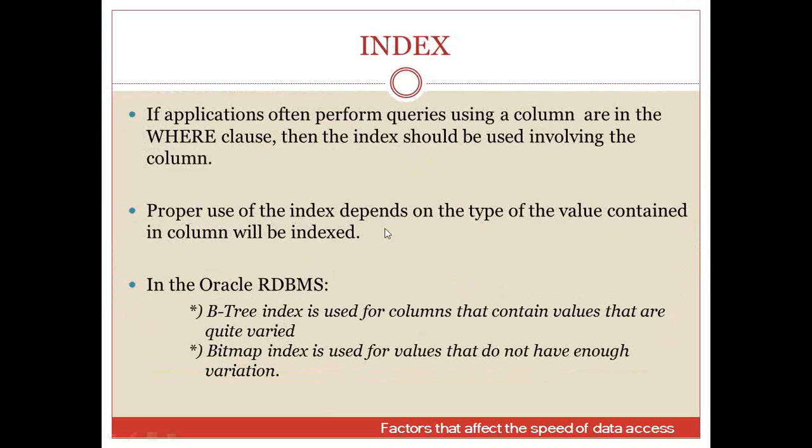In the Oracle RDBMS, there are two kinds of index, B-tree index and bitmap index. A B-tree index is used for columns that contain quite varied values. So if the data is varied and many, we have to use a B-tree. And a bitmap index is for values that do not have enough variation. And what's the difference between cluster and index? An index is used for a column, while a cluster is used for tables.